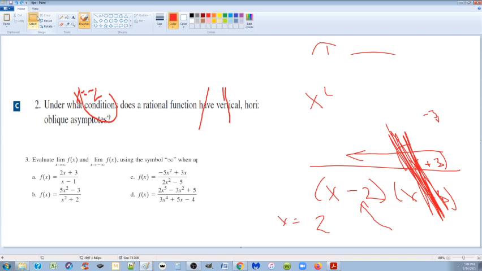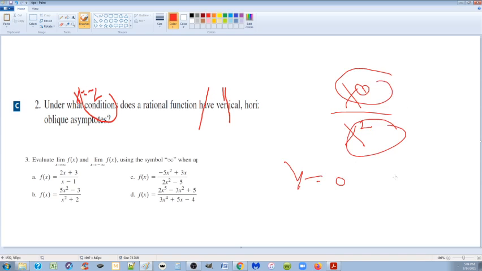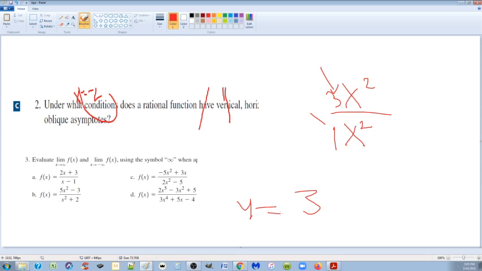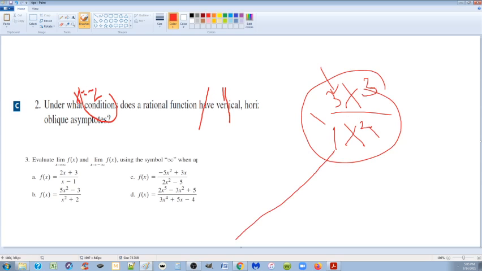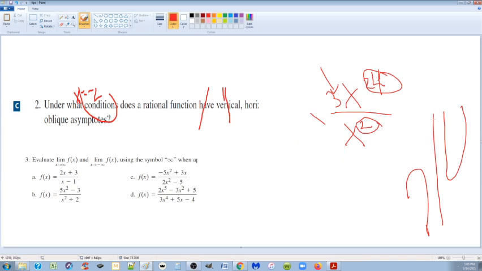When does it have a horizontal? Several conditions. When the power up top is below the power down here, you can have y is equal to 0. So when the power is smaller than down below, it will often be y is equal to 0. When the powers match, it will be based on their coefficients. So if you have a 3 here and a 1 here, then you have a horizontal asymptote at 3. And finally, if the power is 1 above, you will actually have an oblique asymptote that's based on dividing this into that to determine the formula of the line. When there is no asymptote is when the power exceeds that by a lot, and then you get these weird things that still might have vertical asymptotes, but no visible horizontal ones.